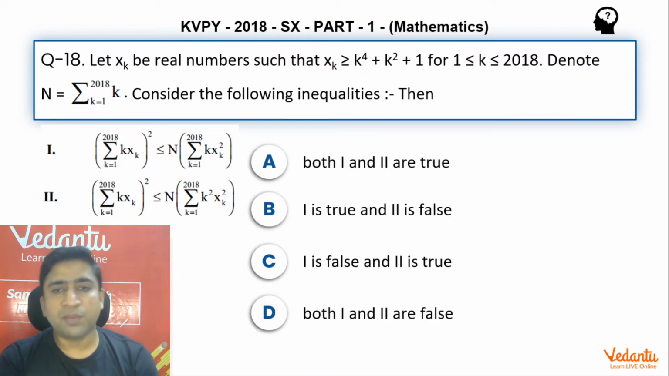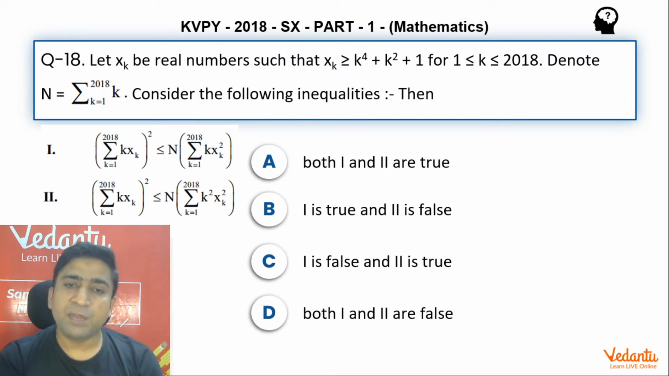So as per the options, option A is both 1 and 2 are true. Option B is first true, second false. Option C is first false, second true, and D is both 1 and 2 are false.